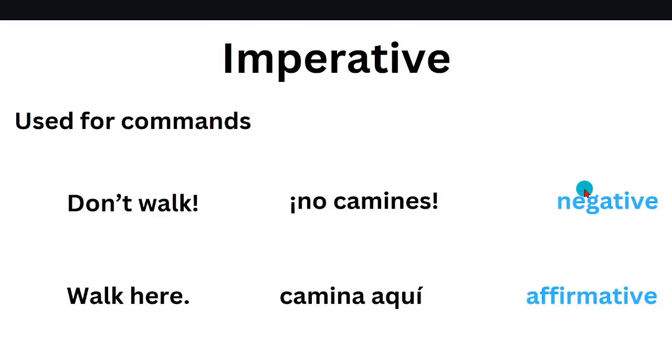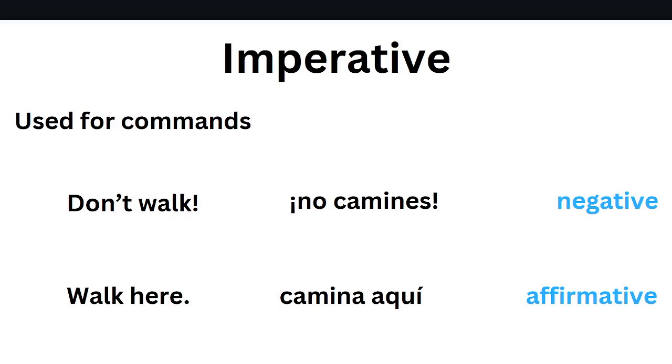And now on to the next mood, which is the imperative mood. This is used for commands. The 2 forms of imperative that we have are negative and affirmative. So basically think of it as positive and negative commands. So as you can see in the example, don't walk. No camines. Don't walk. No camines. And here we have walk here. Camina aquí. You can see those two commands, those two instructions, they were conjugated differently.